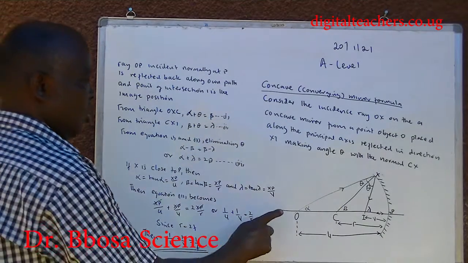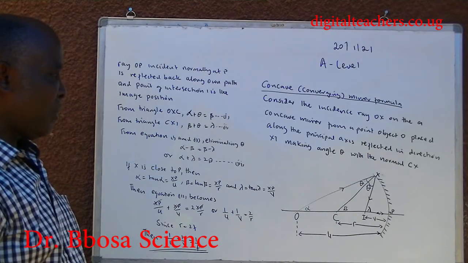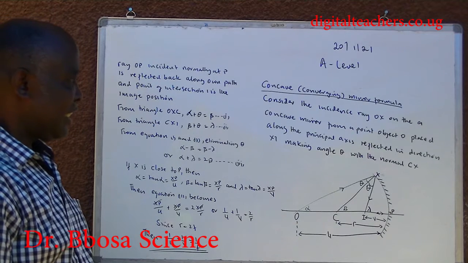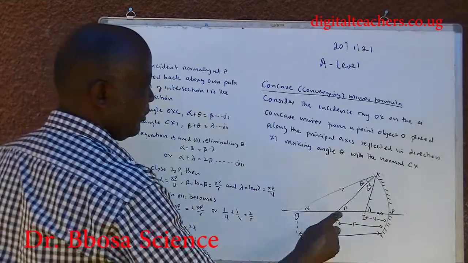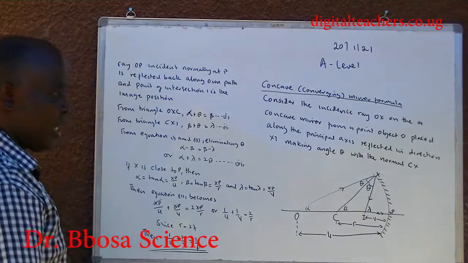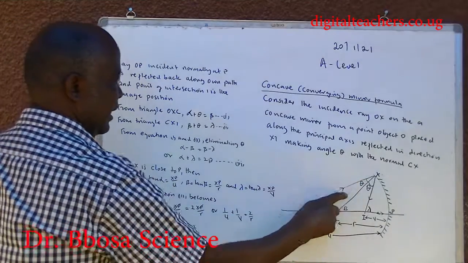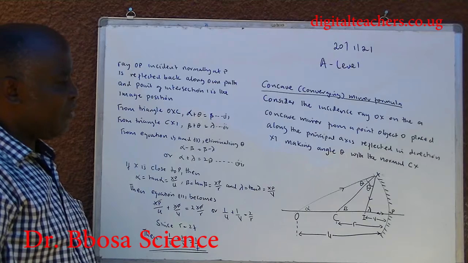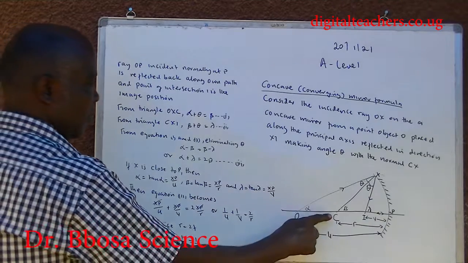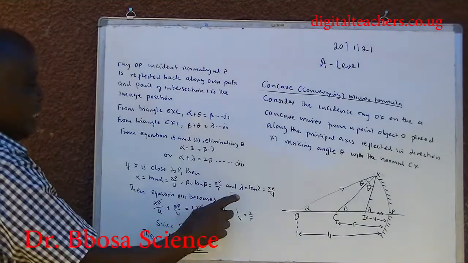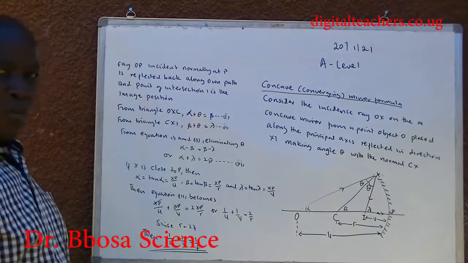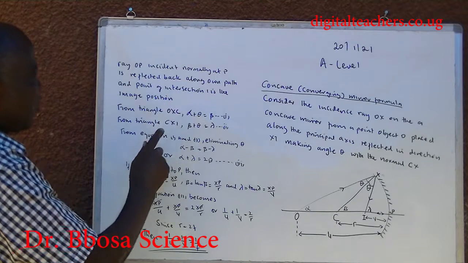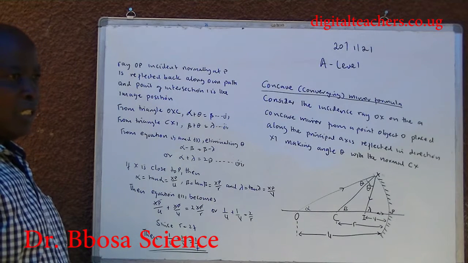Consider incident ray OX on a concave mirror from a point object O placed along the principal axis, reflected in the direction XI, making an angle theta with the normal XC. Remember, the normal at any point on the surface of the mirror passes through the center of curvature C. The ray OP, incident normally at P, is reflected back along its own path, and the point of intersection I is the image position.